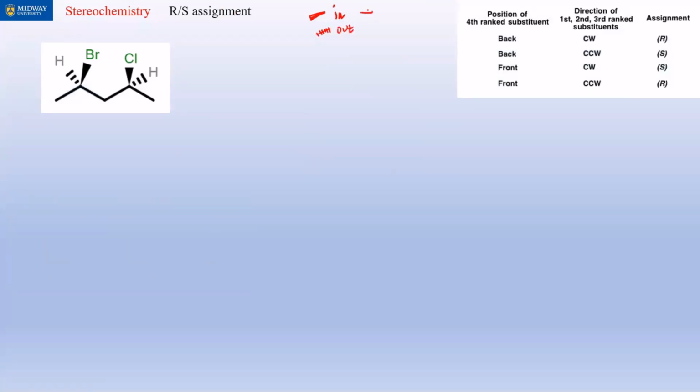Well, in is same as front. Out is same as back. Let's get that out of the way. And as I said, once you deem a carbon is chiral, then you assign priority.